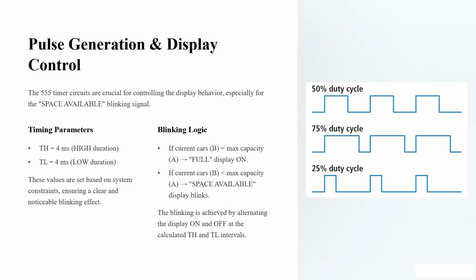When the current cars are equal to maximum capacity, the display shows full. Or else when the cars are less than maximum capacity, the display blinks space available.